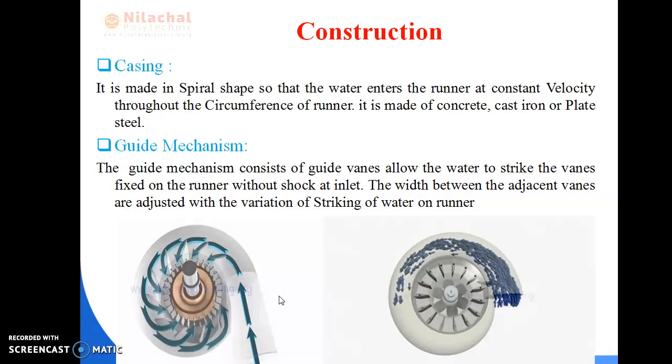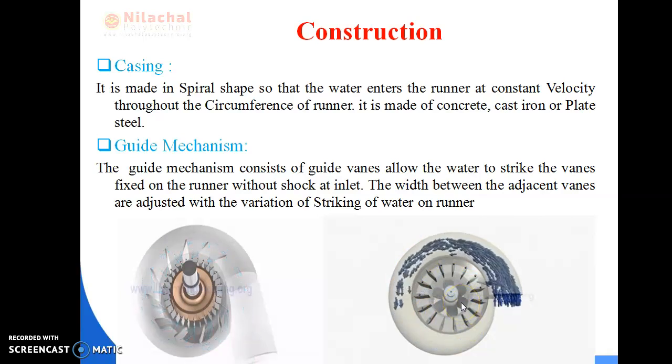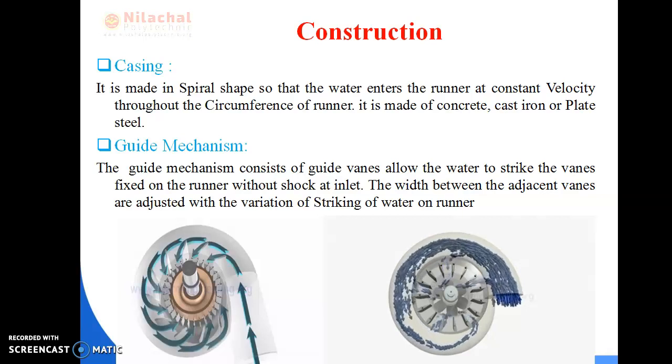Now coming to the casing part. As shown in the diagram, the casing used in a reaction turbine is a spiral one. So why are we making a spiral casing? Because of this spiral shape, the water enters the runner at a constant velocity throughout the circumference of the runner.